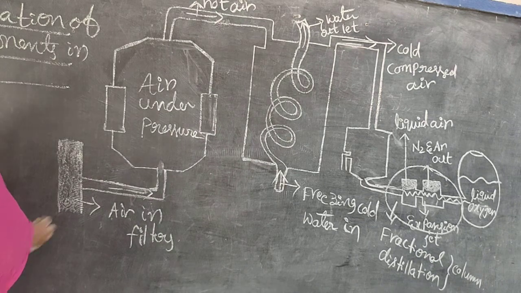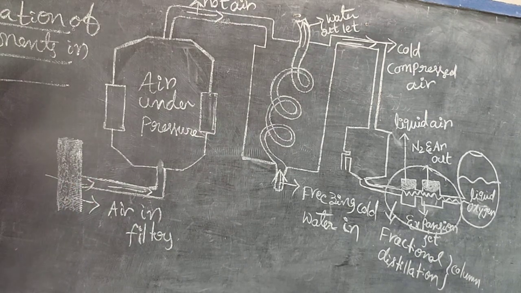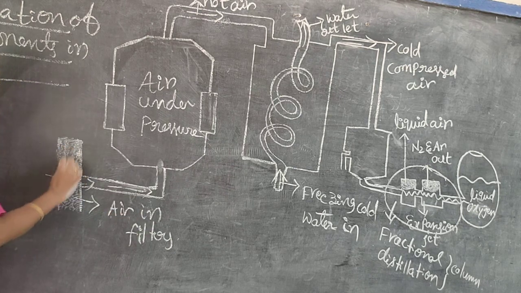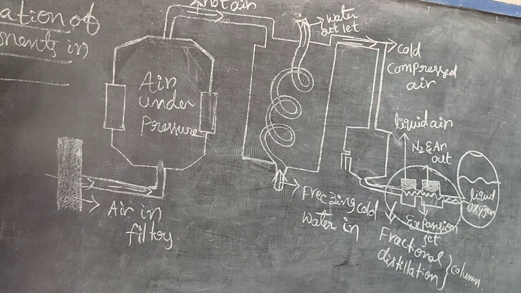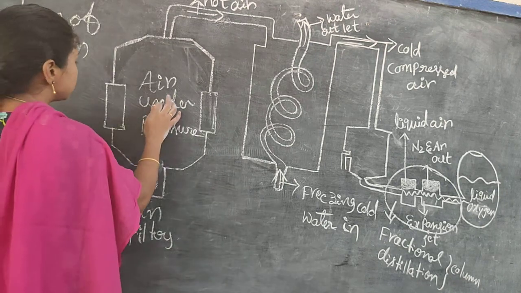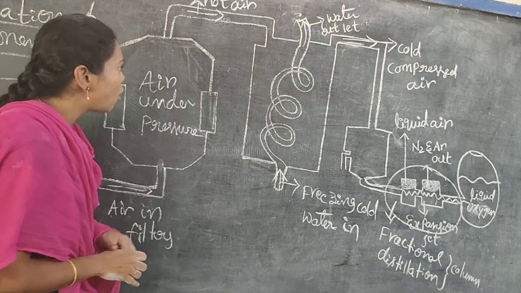From here onwards we can pass the air. That's why we write air in filters. Here some filters are there. Any impurities present in the mixture of air or gases are removed, and only the gas enters this device. In this device we can apply more pressure.